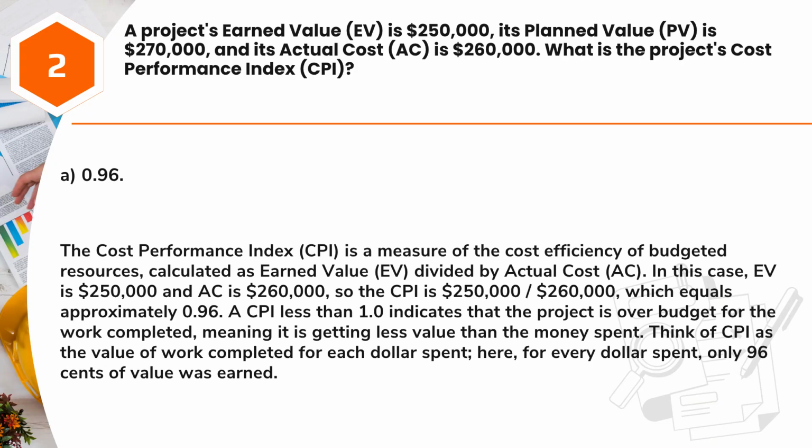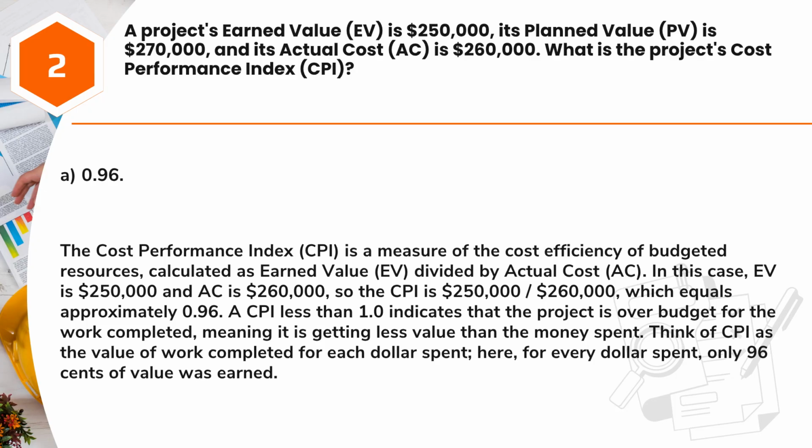Answer: A. 0.96. The Cost Performance Index, CPI, is a measure of the cost efficiency of budgeted resources, calculated as earned value, EV, divided by actual cost, AC. In this case, EV is $250,000 and AC is $260,000, so the CPI is $250,000/$260,000, which equals approximately 0.96.